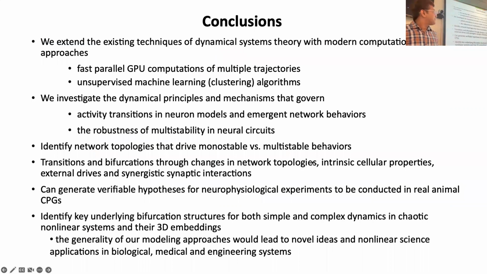Okay, so in summary, we are using these parallel GPU computing approaches and combining them with Poincaré return maps and symbolic encoding schemes to study a variety of different systems from neuroscience and other nonlinear systems. And for neural networks, we can look at what drives whether a network is monostable or multistable, and how network topologies affect these rhythmic behaviors from the CPGs, and how intrinsic and extrinsic properties of the cells and networks, synapses, control their behaviors.